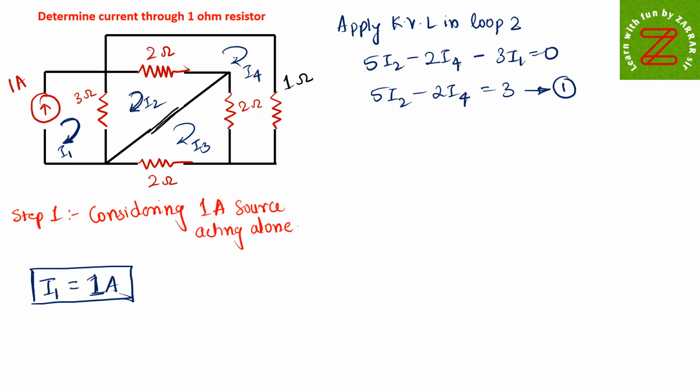Hope you are understanding. I've used these two resistances as 5I2 minus 3I1 minus 2I4 equal to 0, and you have the value of I1, you have substituted the value of I1, and you get this equation.